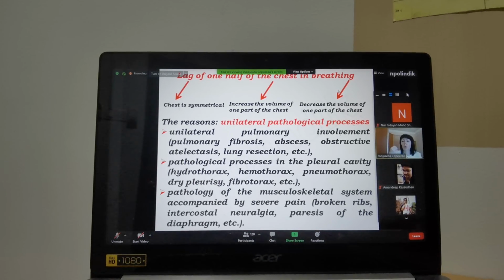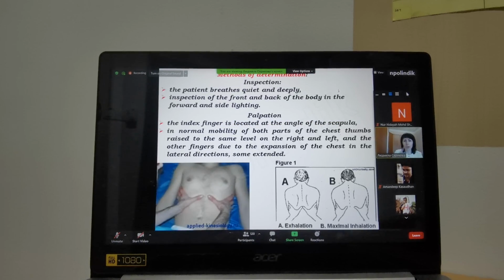But who has any unilateral process? If it is a unilateral process, you will see lagging. So you will check equality of expansion. How to check it: usually on the anterior and posterior surface. The anterior surface you can check visually, or in addition by palpation of the epigastric angle.